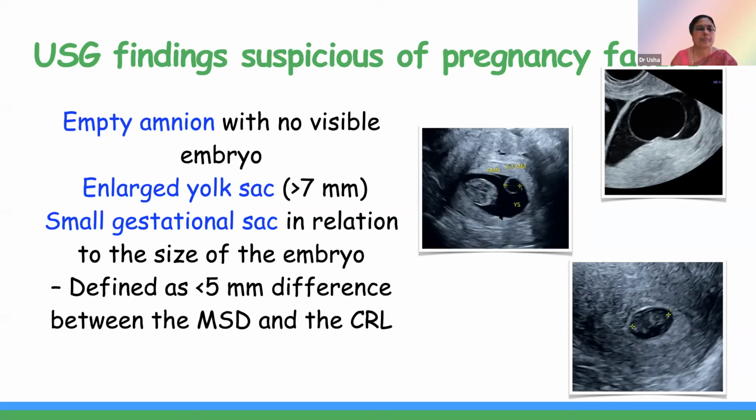This raises suspicion. And if you have a small gestational sac, how do we call this a small gestational sac? We take the crown rump length and we also calculate the mean sac diameter. So if the difference is less than 5 mm, then we call this a small gestational sac.